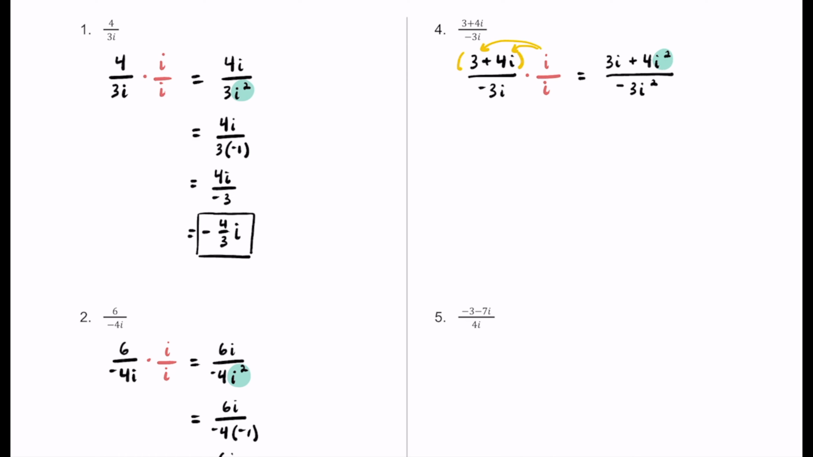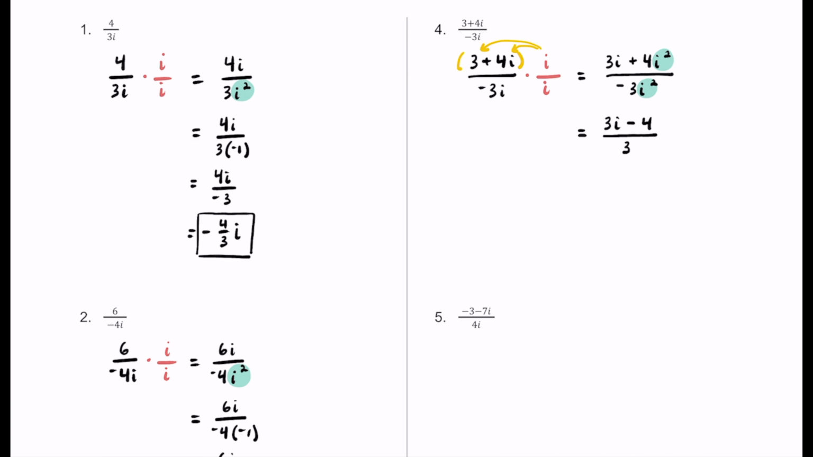All right, so on top, notice how we do have an i squared, and on bottom we have another i squared. They're both equal to negative 1. So on the numerator, we'll have 3i, and then let's see, we have plus 4 times negative 1, which is really just minus 4. We could write plus negative 4, but I'm just going to write minus 4, same thing. And then on the bottom, we have negative 3 multiplied by negative 1, that's going to be positive 3.